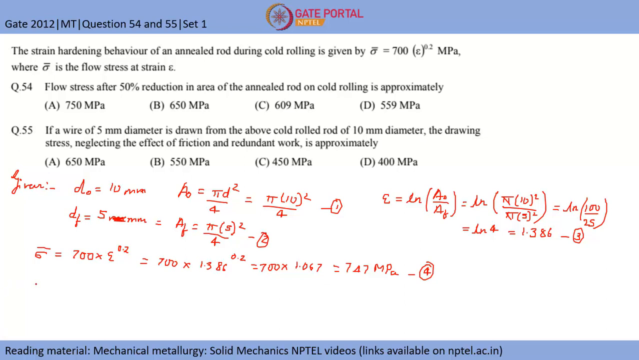Now drawing stress is given by sigma d, which is equal to flow stress into the true strain of the material for this flow stress. So the correct answer is 747 into 1.386, which comes out to be 1035 MPa.